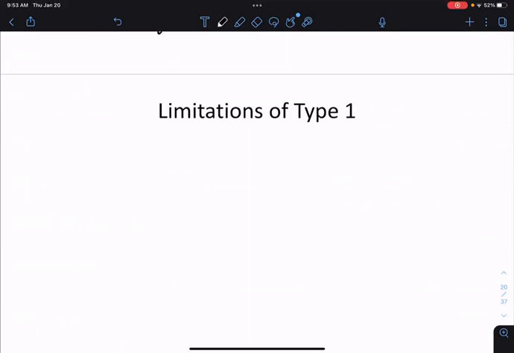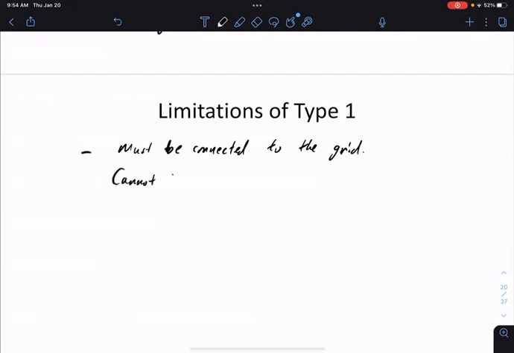The number one drawback for type 1 turbines is that we need a synchronous frequency. This type 1 must be connected to the grid, because we need something to set a synchronous frequency. This will not operate without synchronous frequency, so this cannot be a standalone type.